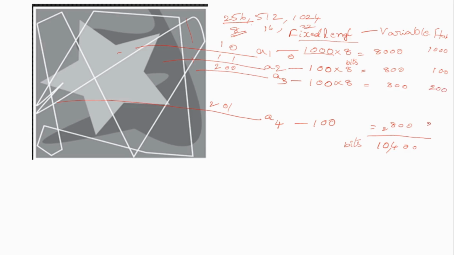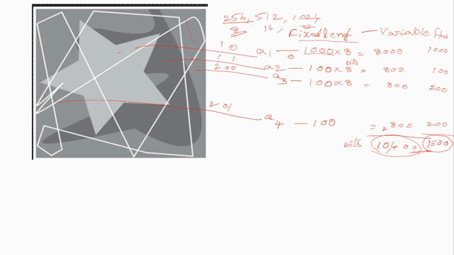Here also 200. Then the total number of bits is 1000 plus 100 plus 200 plus 200, that is only 1500 bits, which is sufficient to represent this entire image in Huffman coding. Whereas in fixed length coding, the number of bits required is 10,400. We get this much compression by using variable length coding or Huffman coding.